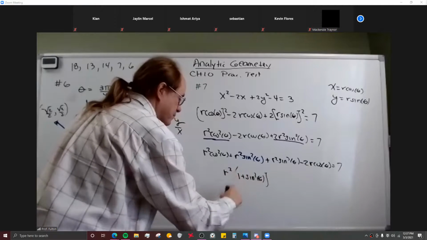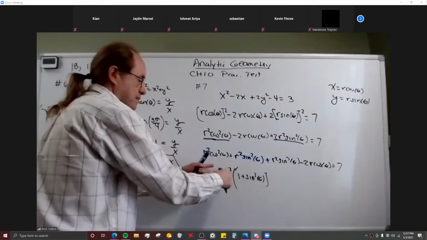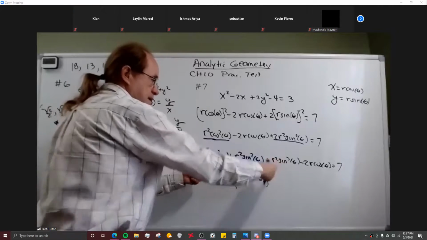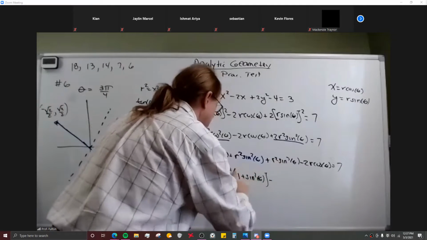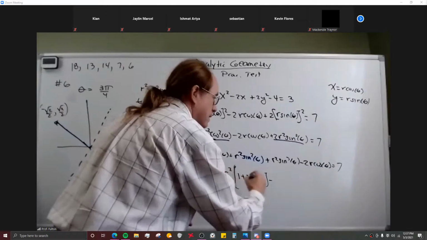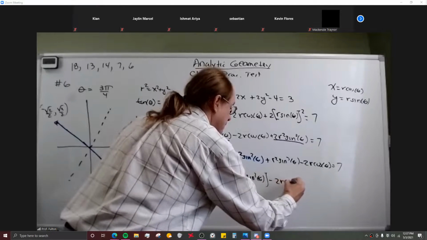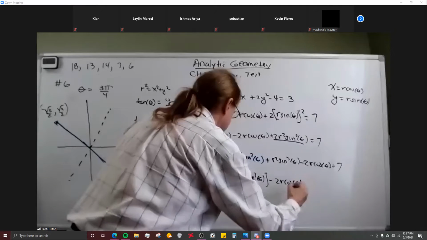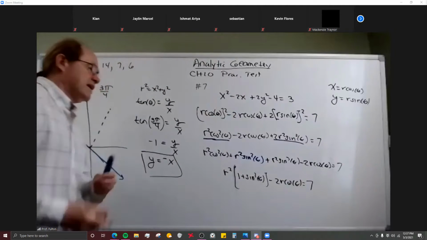What did I do? I just brought this, just gives me an r squared, and this is an r squared sine squared theta minus 2r cosine theta is equal to 7. And that's a form of just.